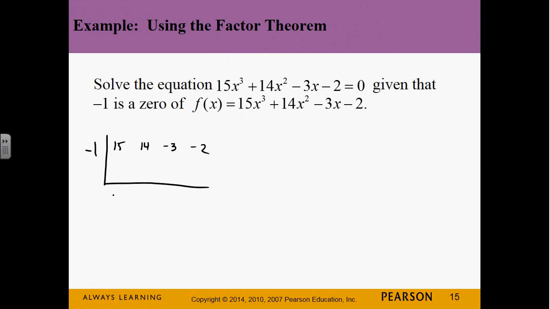So bring the 15 down. 15 times negative 1 is negative 15. Add, get negative 1. Negative 1 and negative 1 is positive 1. That gives us negative 2. Negative 2 times negative 1 is positive 2. Gives us no remainder. Well, that's awesome.